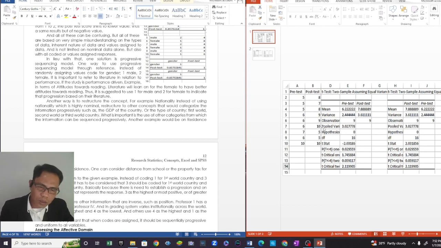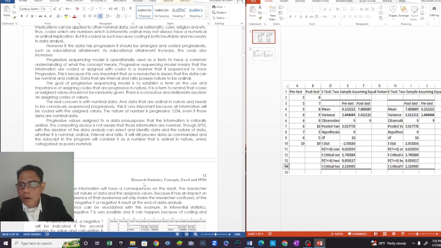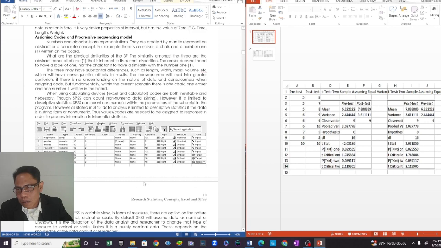So the consciousness at the beginning, understanding progression and coding progressively, even with nominal data, that awareness of the shift will have implications on the results. You cannot randomly assign codes. Period. So that's the purpose of the progressive sequencing model and assigning codes. Hopefully, you understand the concept.